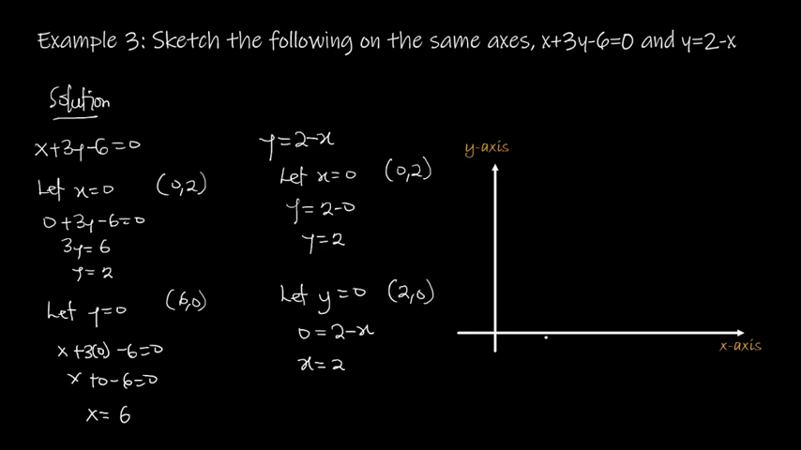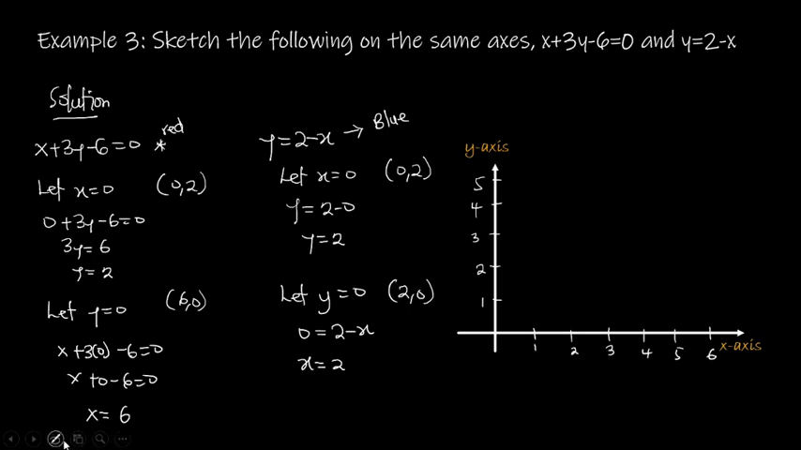So I label my axes. So I have here 1, 2, 3, 4, 5. This is 1, 2, 3, 4, let me see, 5. Okay, this is 6 over here. So for this equation I'm going to use red, and for this equation, I'm going to use blue.